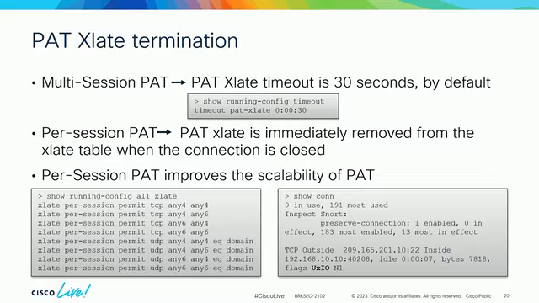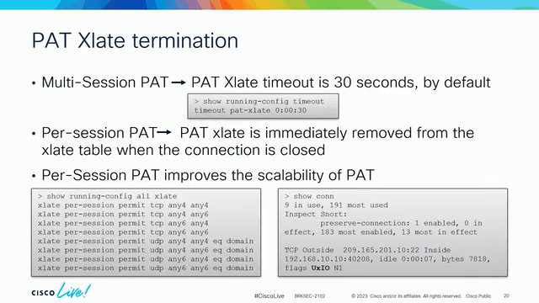So the way it works is that let's suppose that we have a connection entry in the connection table. And this connection has an xlate entry associated to it. When the connection closes, this connection is immediately removed from the connection table, but the xlate will remain in the xlate table for 30 more seconds until it is finally removed.